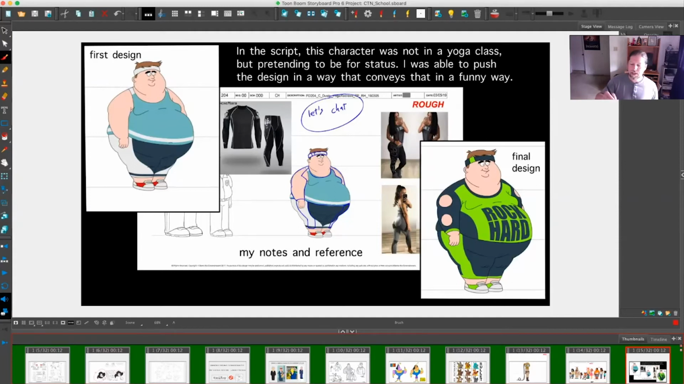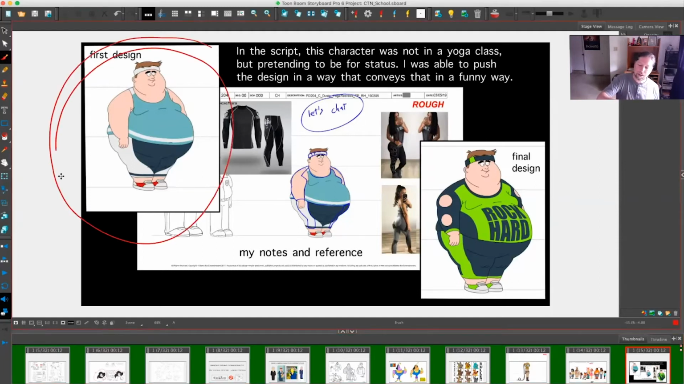The first design that came back from my character designer, this one here, sort of missed the point where they designed him in a yoga outfit that was very much like an incidental character. Very plain, nothing special about it. But in order to work with the script requirements, he had to be performing that he goes to yoga even though he doesn't.